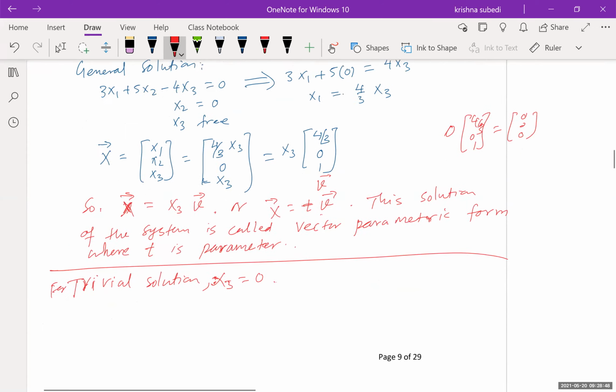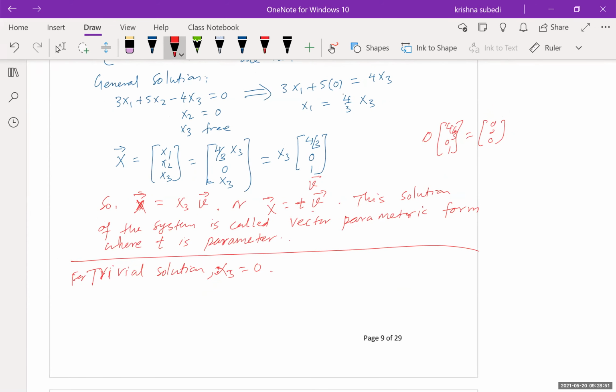Okay, lots of things we discussed here. We talked about homogeneous systems. We talked about the general solution. I think we already know what the general solution is because we did that before. And we expressed the solution in vector parametric form. Okay, any questions so far?